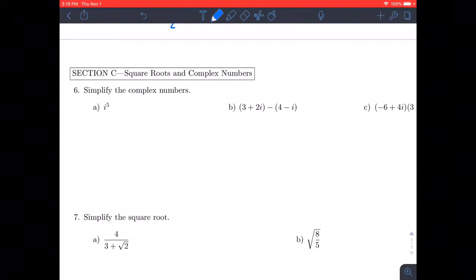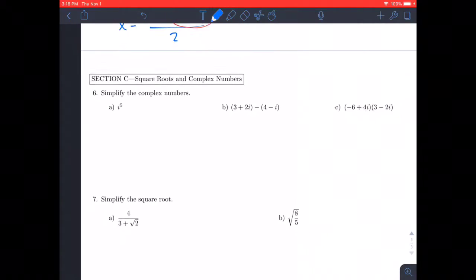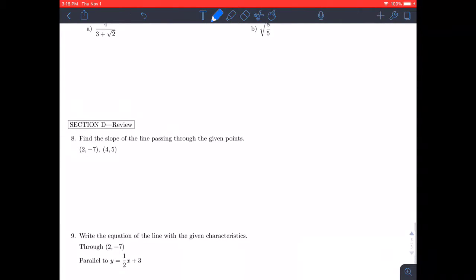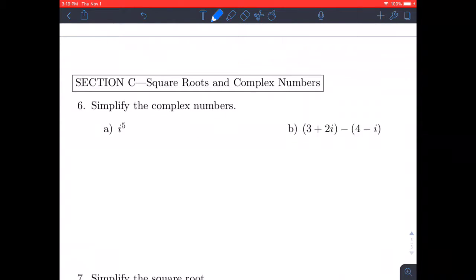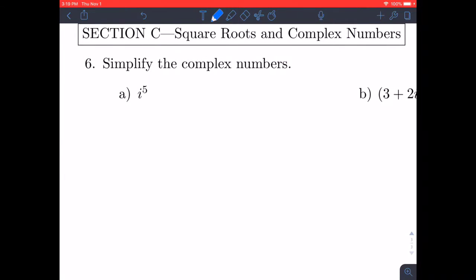Last section here on the practice test, working with square roots, complex numbers, and then the review section, we can go through those as well. Why not? So, complex numbers, don't forget that i is the square root of -1.